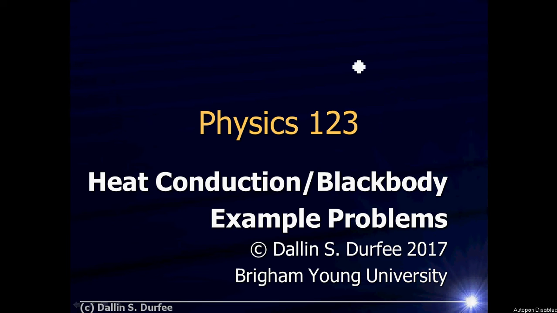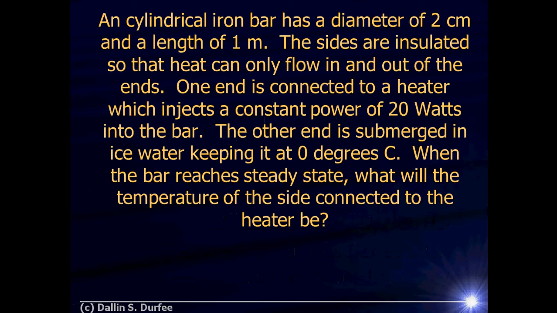Okay, let's do some heat conduction and blackbody example problems. Our first problem: a cylindrical iron bar has a diameter of 2 centimeters and a length of 1 meter.